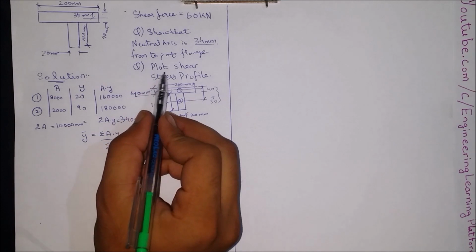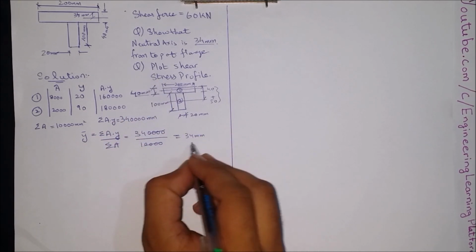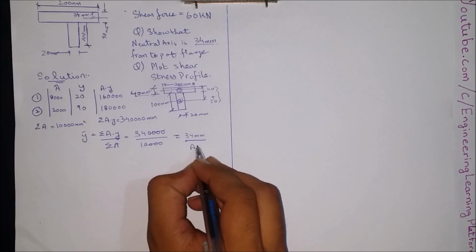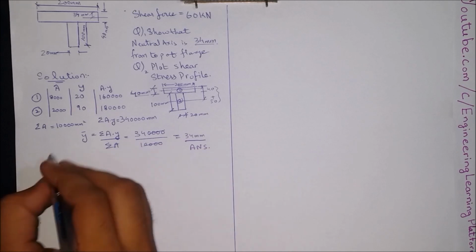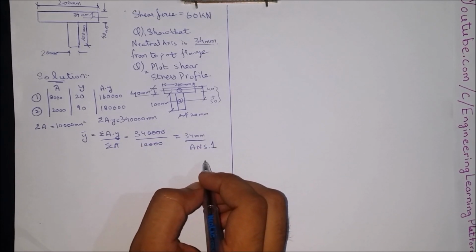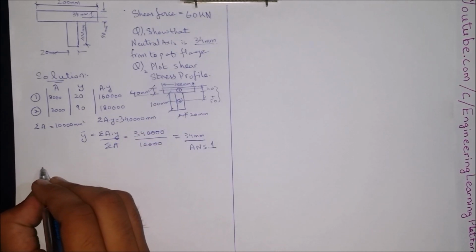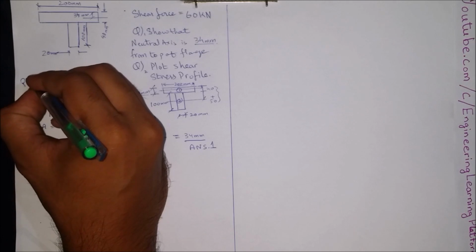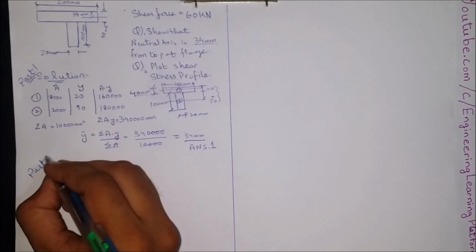For the next part, we need to plot the shear stress profile. This is the answer for part number 1. Let's call this part 1, this is part 2. For part number 2, we need to find out the shear stress profile. The formula for shear stress is, we're starting with part 2 solution.